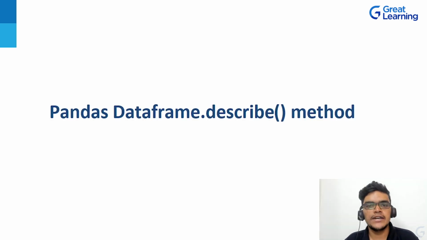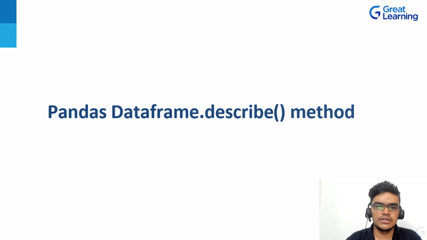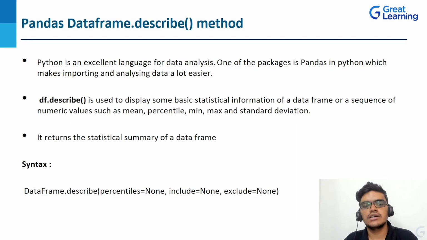If you want to generate summary statistics for the data frame, then you have to use the pandas DataFrame.describe method. This method will show you some basic statistical information, because when you use this method and execute it, you will get the percentiles, minimum value, maximum value, standard deviation along with the mean.